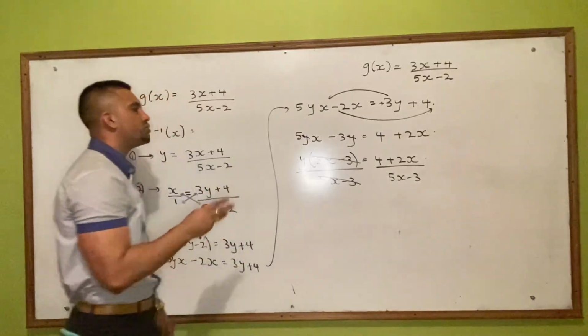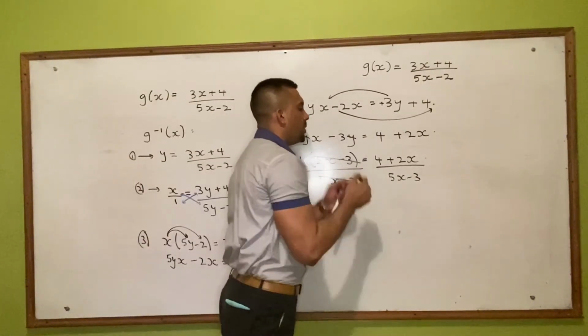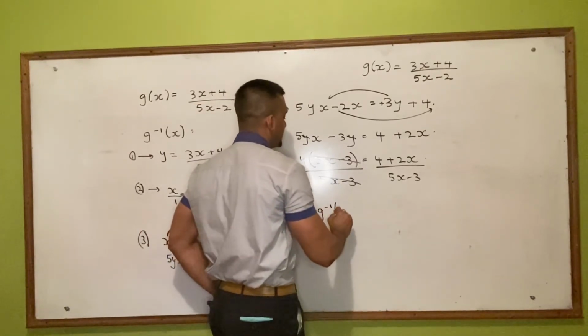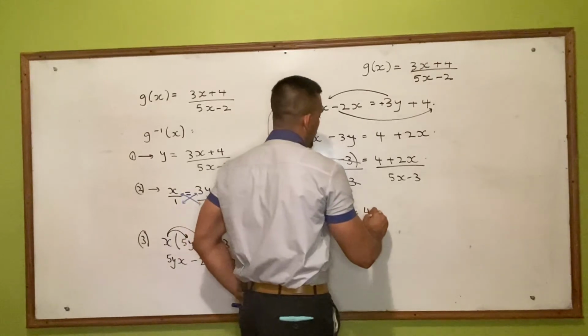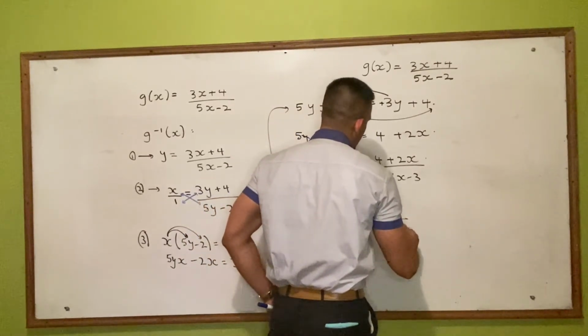Once you follow these 3 steps, the final product will be what the inverse is. So the inverse, g inverse of x, will be equal to 4 plus 2x all over 5x minus 3.